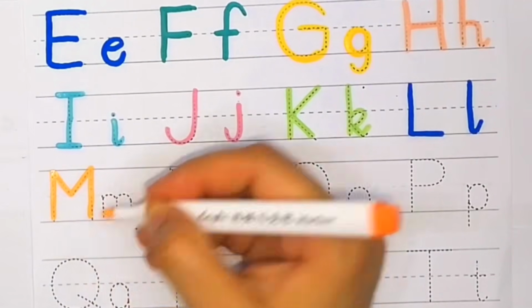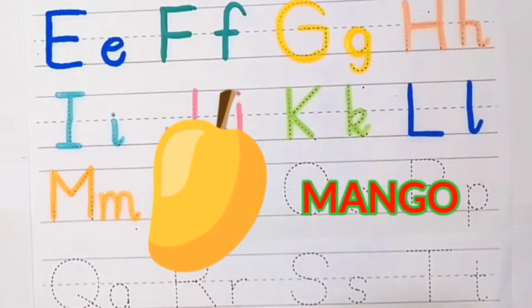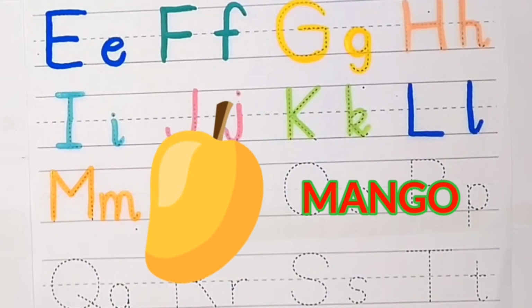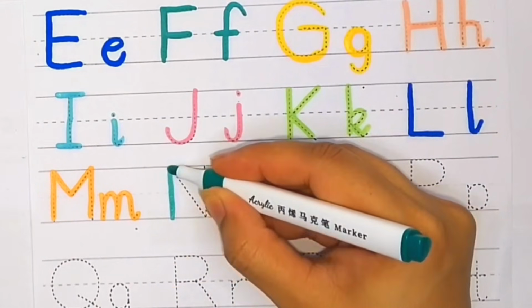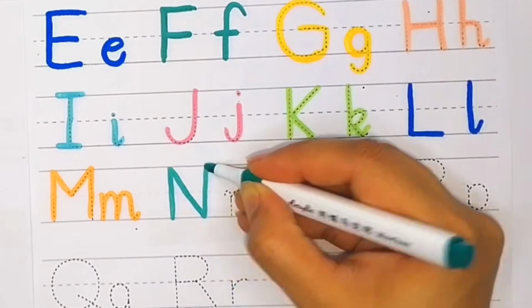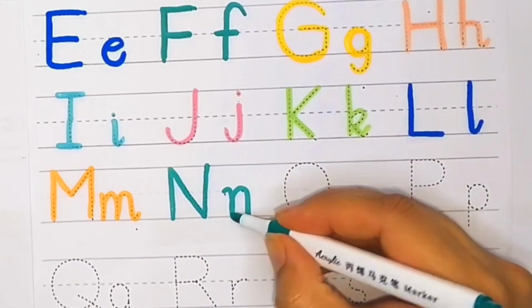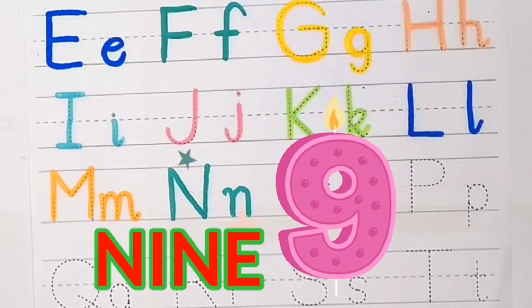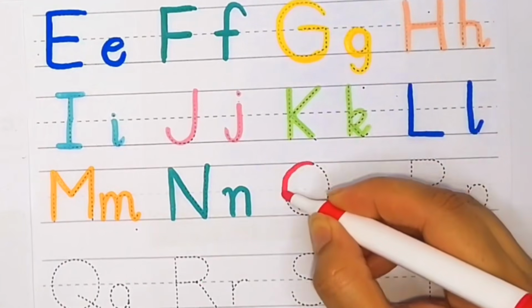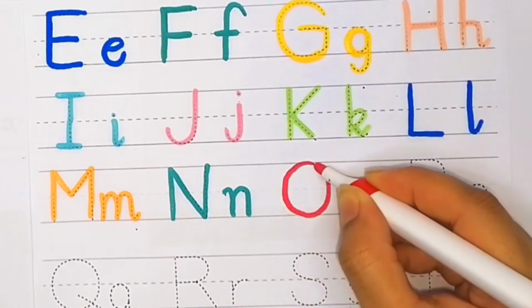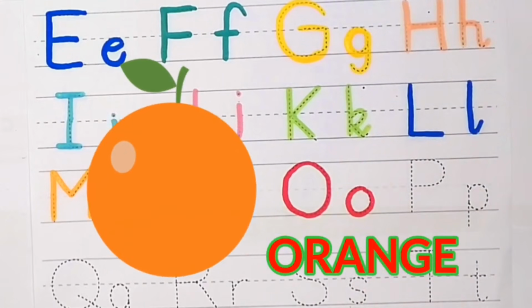Capital M, small m for mango. Capital N, small n for nine. Capital O, small o for orange.